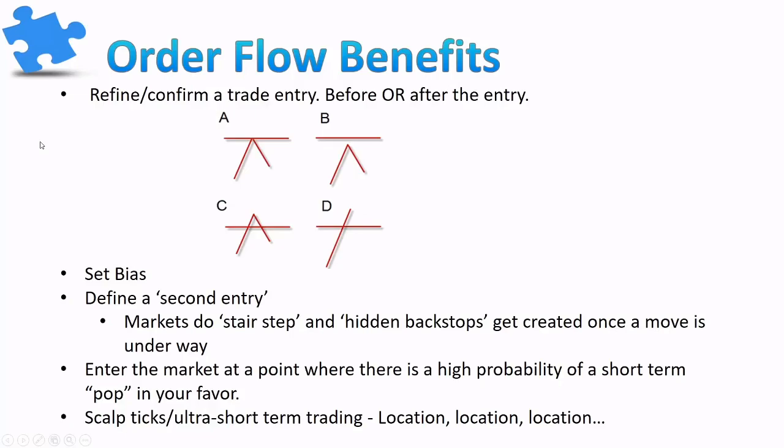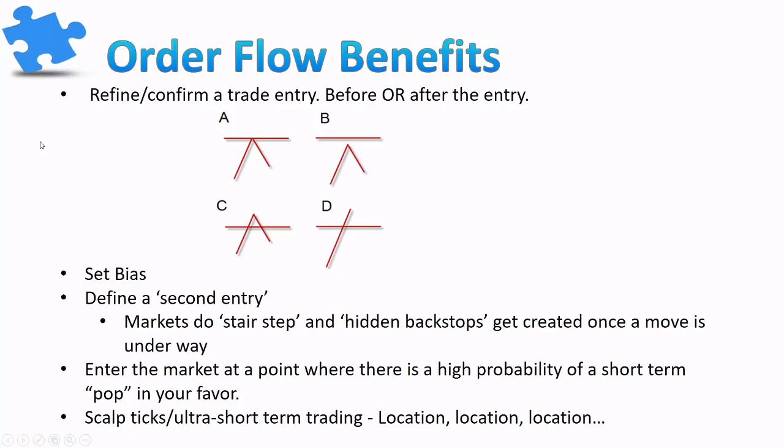Okay, sorry about that. So we can use order flow to define a second entry. Like most people, I have price points I use to identify where a major reversal might take place. Now, most of the time, I don't actually enter the market there. I just think that those areas are too risky places to enter.